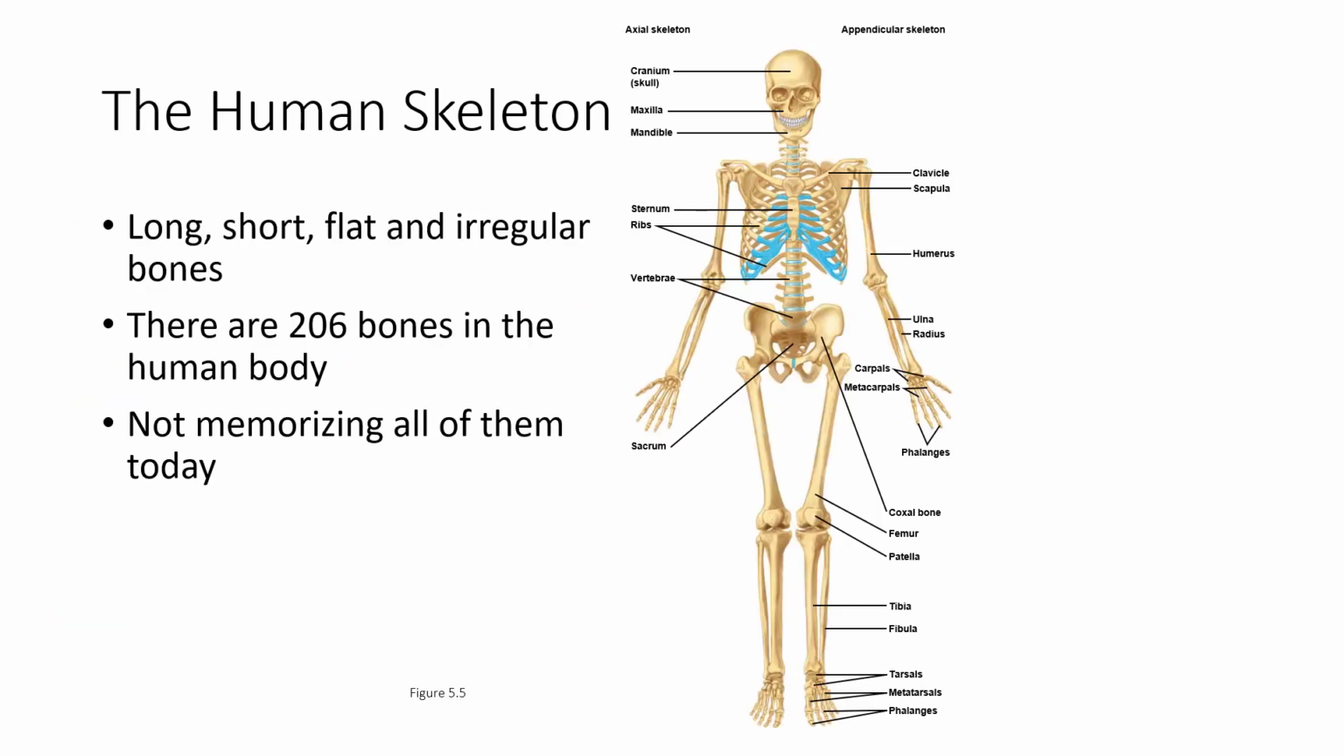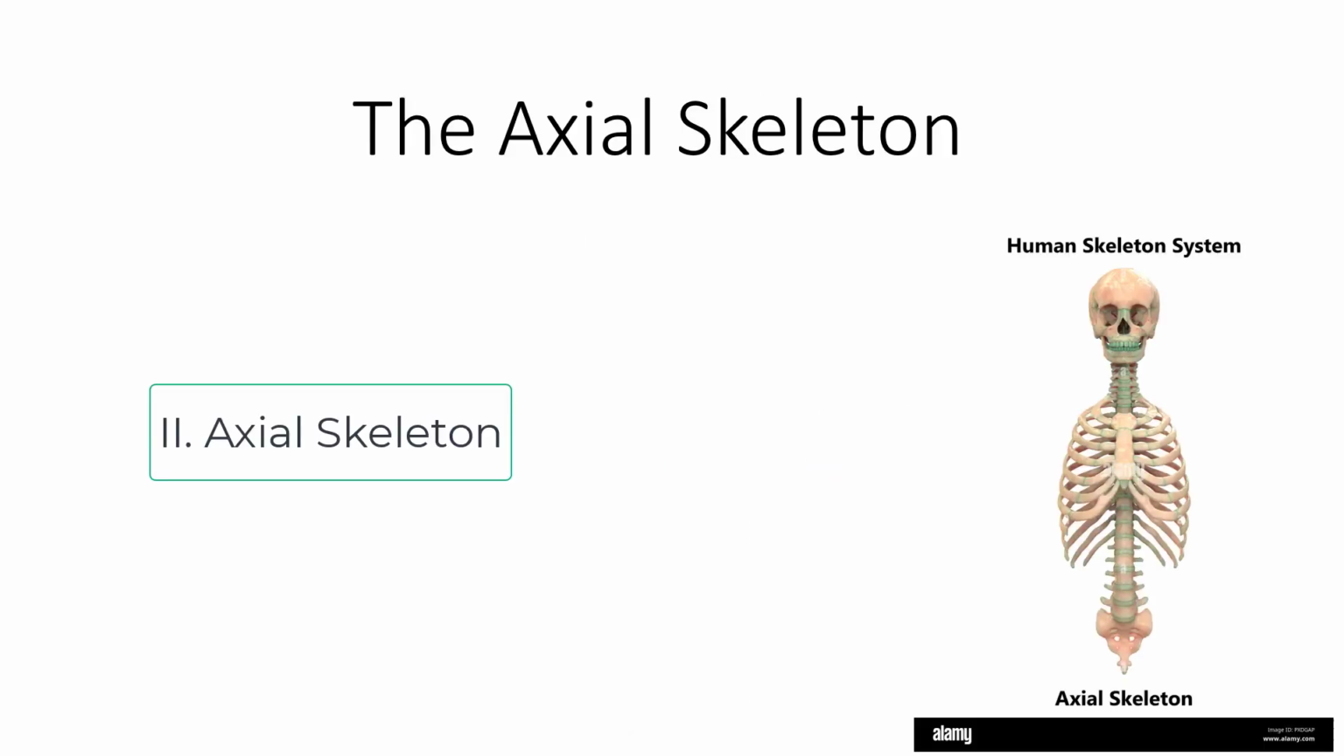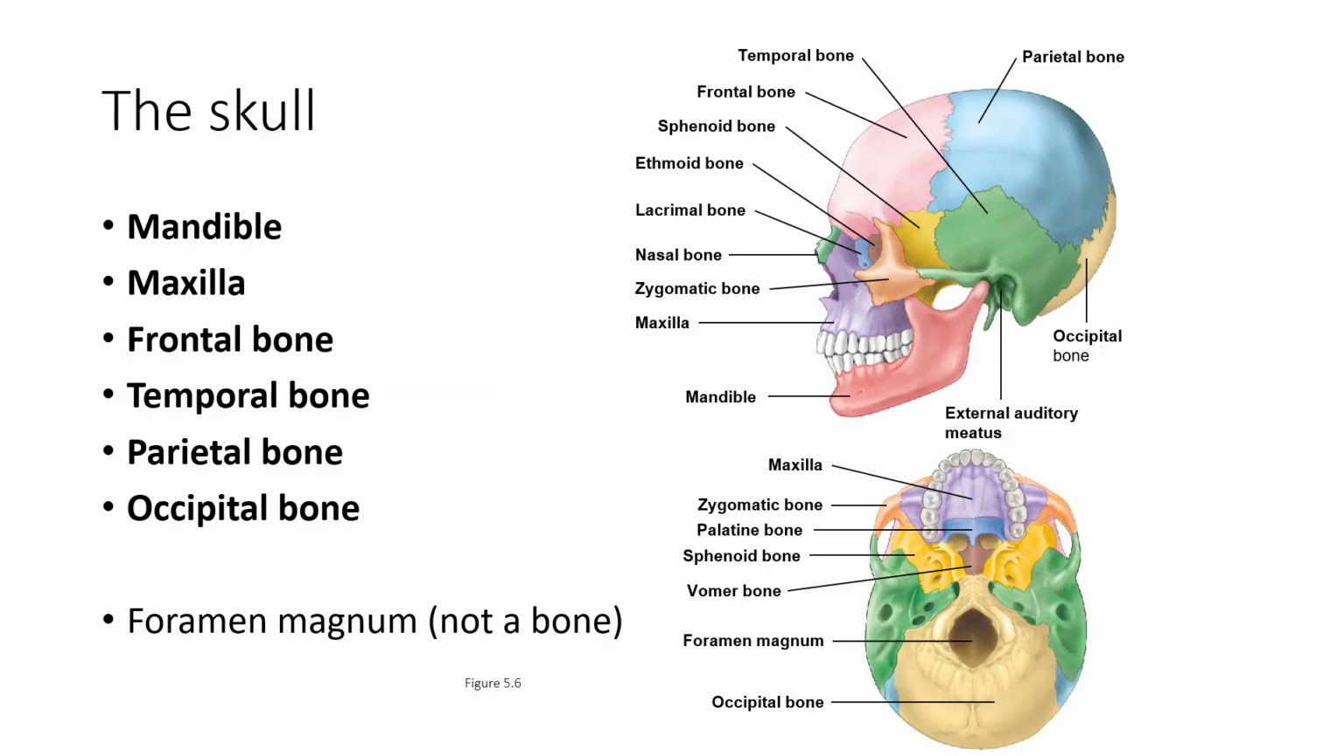Let's look at this skeleton. It's beautiful. It is made of long, short, flat, and irregular bones. There are 206 bones in the human body. We will not be memorizing all of them today. It is notable that males and females have the same bones. Males do not have one less rib than females. The axial skeleton, shown here: skull, spinal column, ribs.